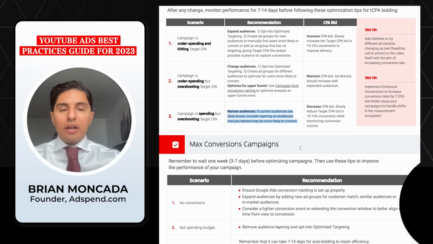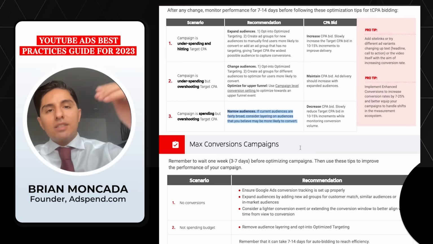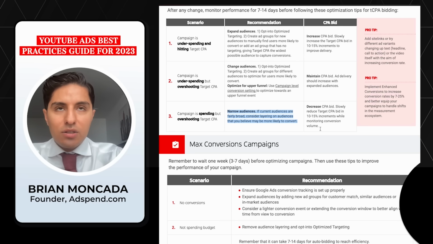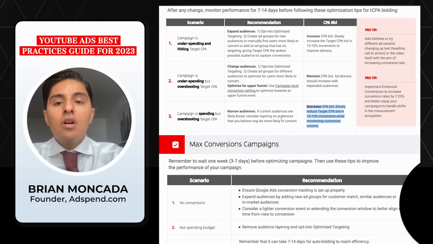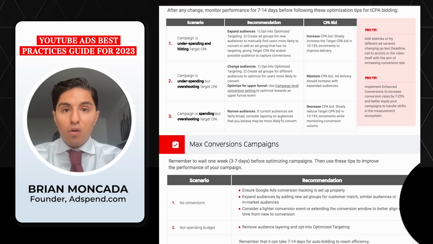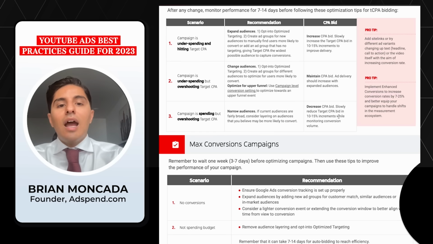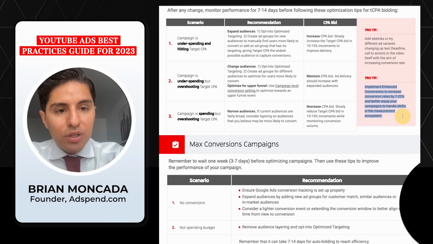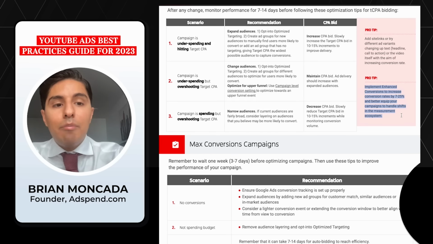Let's say you're doing no targeting. Add in an in-market audience. Add in a custom segment search terms audience. Add in some sort of in-market audience, or affinity audience, whatever the case may be. Now your CPA bid, okay? Decrease CPA bid. Slowly reduce target CPA bid in 10 to 15% increments while monitoring conversion volume. So narrow your audiences if you're overshooting your target CPA in your campaign spending, and then decrease your target CPA bid. And here's a pro tip: implement enhanced conversions to increase conversion rates by 7 to 25% and better equip your campaigns to handle shifts in the measurement ecosystem.